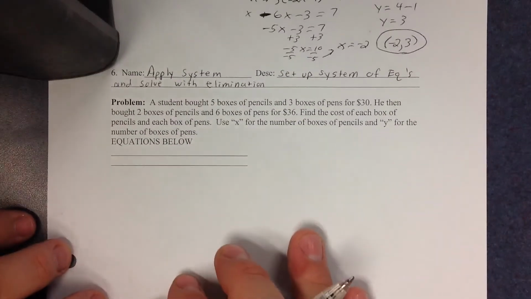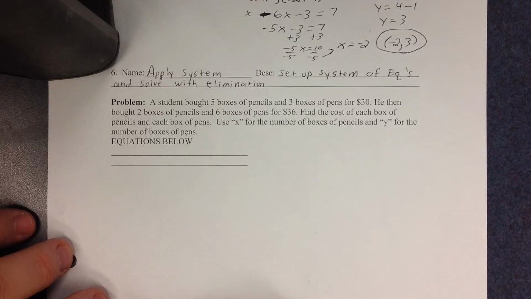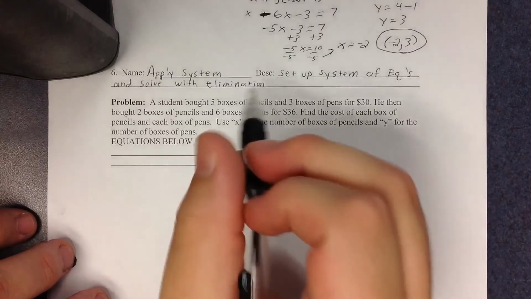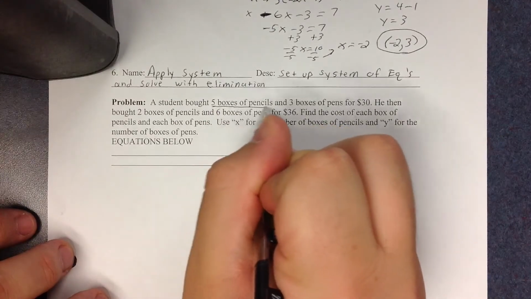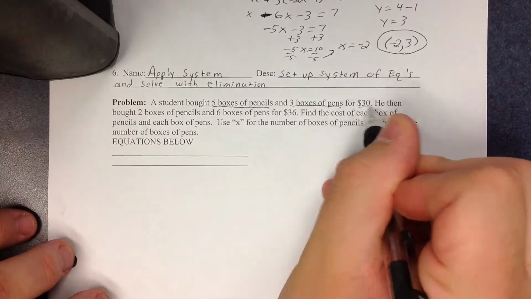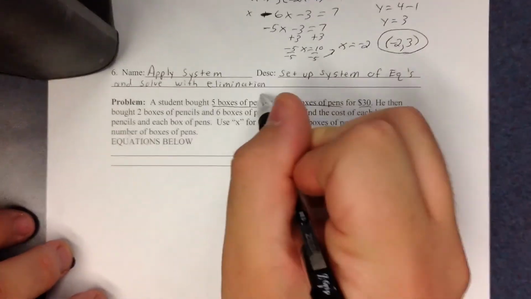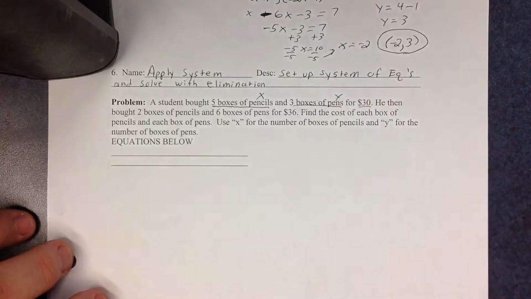Number 6 says a student bought 5 boxes of pencils and 3 boxes of pens for $30. He then bought 2 boxes of pencils and 6 boxes of pens for $36. Find the cost of each box of pencils and each box of pens. Use x for the price of the boxes of pencils and y for the price of boxes of pens. So if you look at this, we got 5 boxes of pencils, 3 boxes of pens for $30. We're using x for pencils, y for pens.